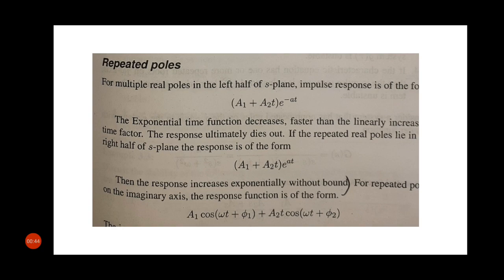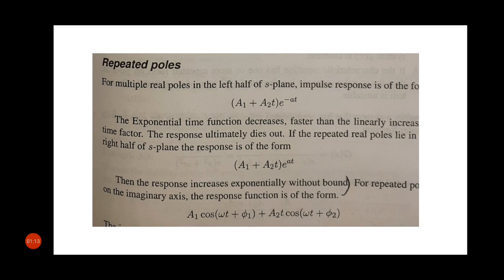Now, if the repeated real poles lie in the right half of S-plane, the response is of the form (A1 + A2t) e^(at). So, in this case, the response increases exponentially without bound, if repeated real poles lie in the right half of S-plane.